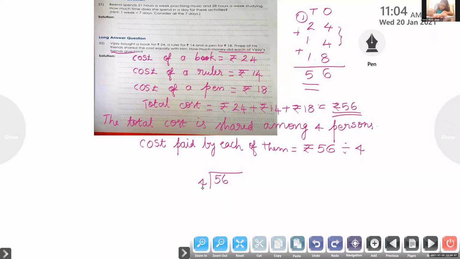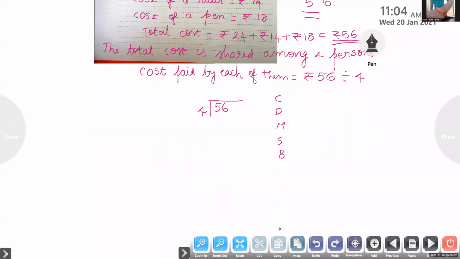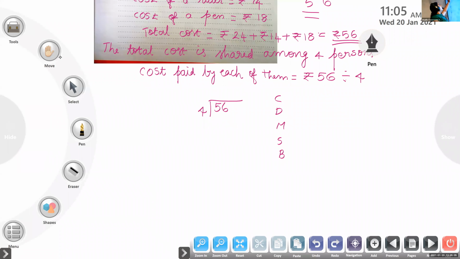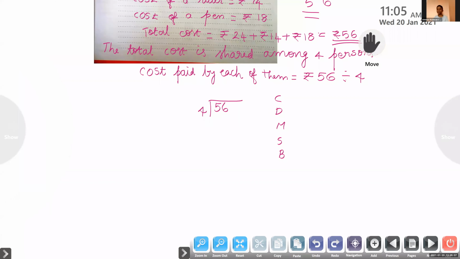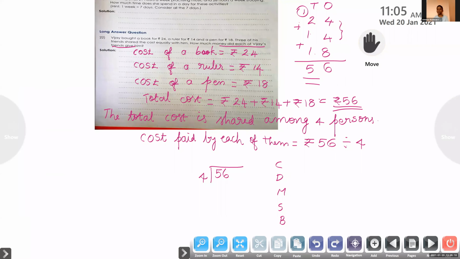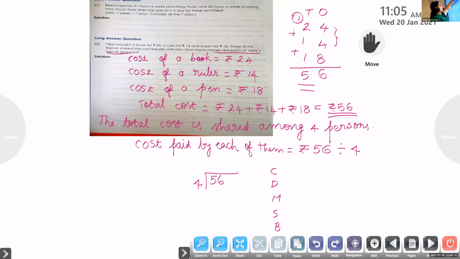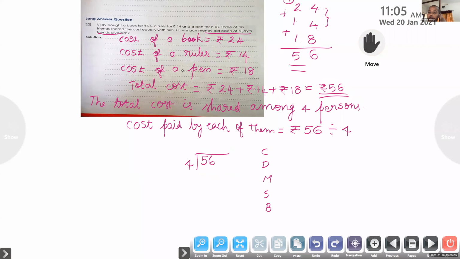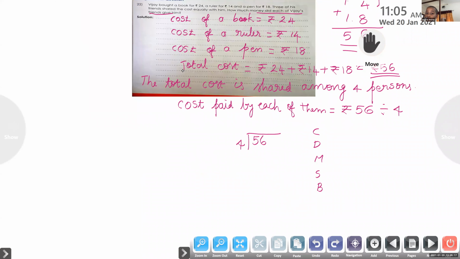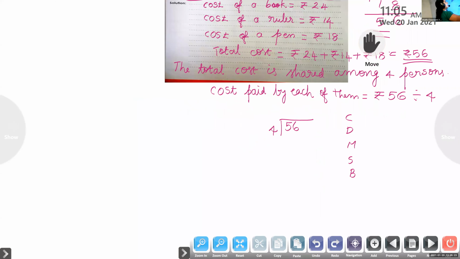5. We have to start from the leftmost digit. So 5, we have to divide. Now we can follow the steps C, D, M, S, B. First, what do we have to do? We have to compare. So is 5 less than 4 or greater than 4? Greater than 4. So we can divide 5 by 4. Comparison step over.